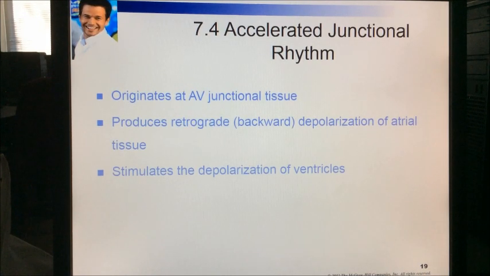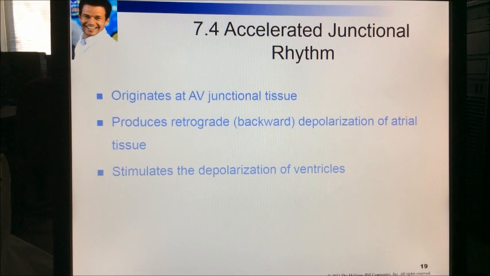All right, let's move on to accelerated junctional rhythm. With the junctional escape rhythm, we've got a low heartbeat, 40 to 60, because it's originating at the AV node. Well, with accelerated junctional rhythm, because it's happening at the AV node, we would still expect that low heart rate. However, it's almost like the heart is trying to make up for it, so it accelerates. So we're going to see a little bit faster heart rate with this one.